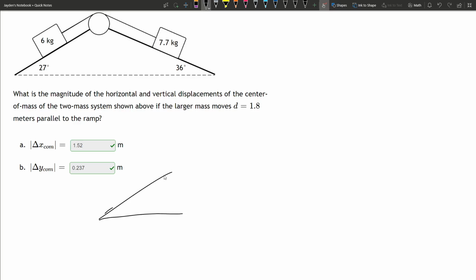So let's just draw a triangle, particle 6 kilogram right here, and particle 7 kilogram right here. Now, it's asking for the bigger one to move 1.8 meters parallel to the ramp. It can move in either direction, so let's just assume that it moves down. So it goes from here to here, so that's d. And the 6 kilogram mass is going to move up because they're attached to a string. So let's just say this is also d.